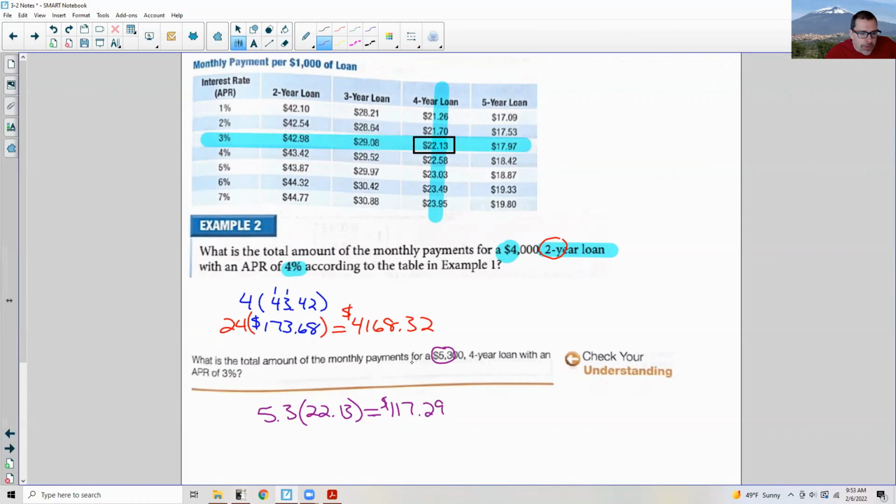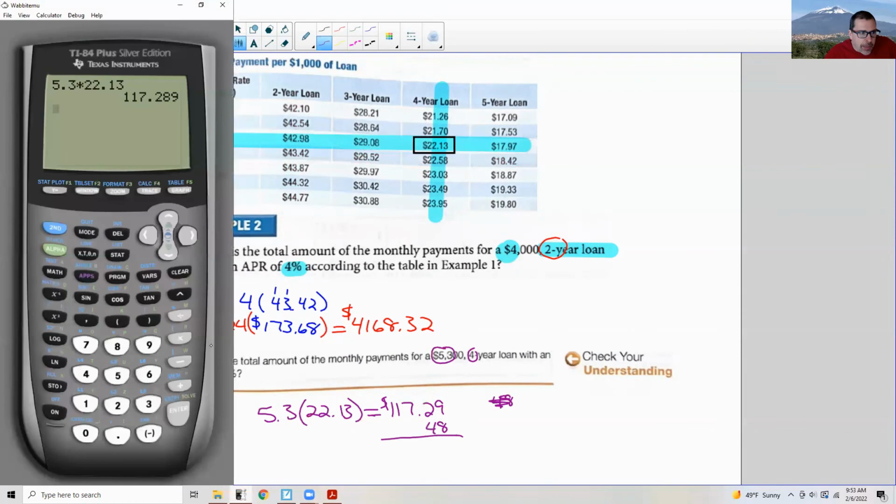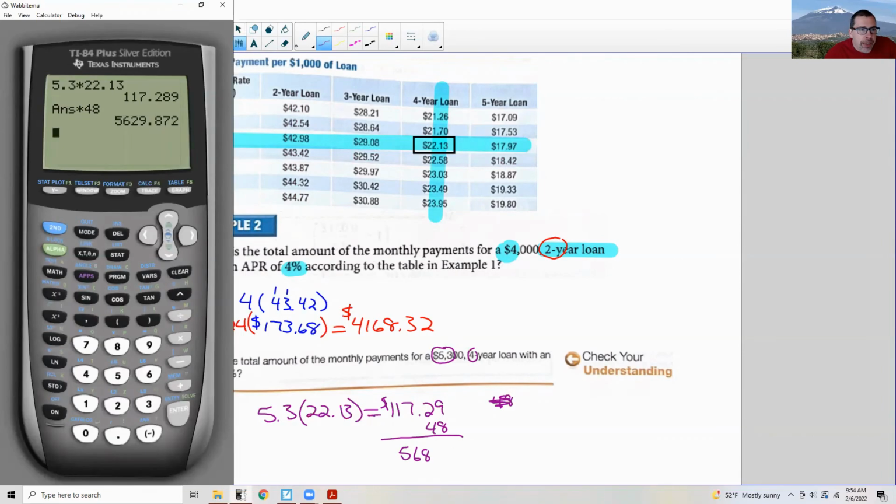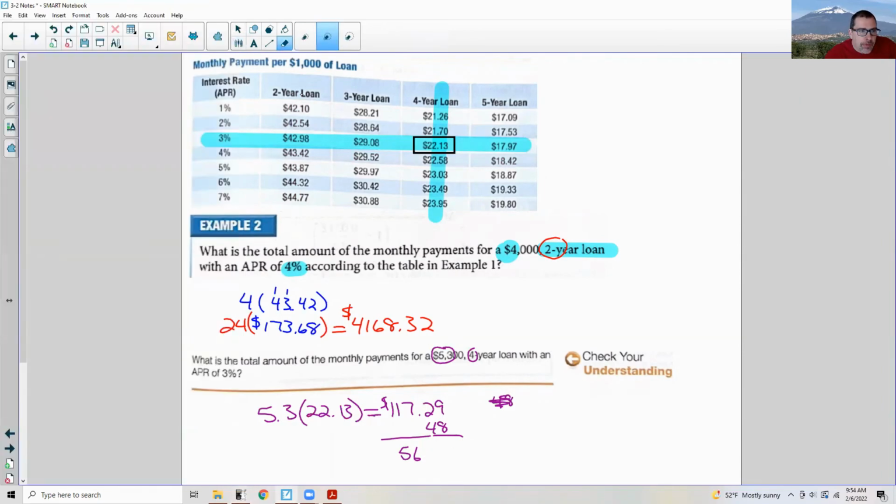What is the total amount of the monthly payment? So this is one payment, and there's 4 years, which is 48 months. So now I'm going to take this 117.29 times 48 payments of that amount. So I'm not going to round here so it's more accurate. Because if I round, 48 tenths of a penny, we're going to be out by almost 5 cents, which isn't a lot, but I like to be accurate. So I'm going to multiply this by 48, and I get $5,629.87. Okay, that would be our total payment on that loan of $5,300.